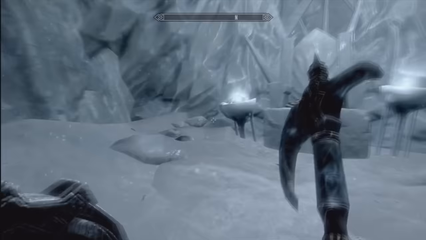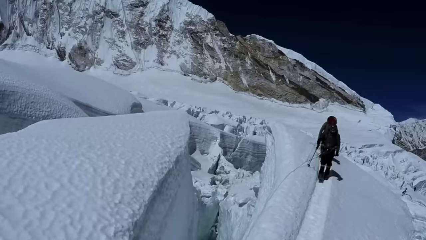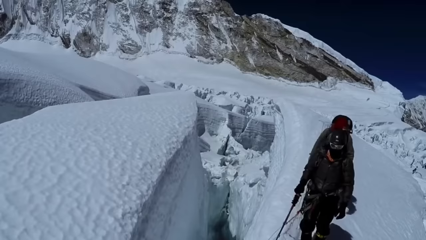Because then you get a ton of environmental hazards for them to deal with. Things like big chasms, ruptures, and flooding. Yes, flooding from mountain glaciers is a very, very big problem for the people living in the mountains.